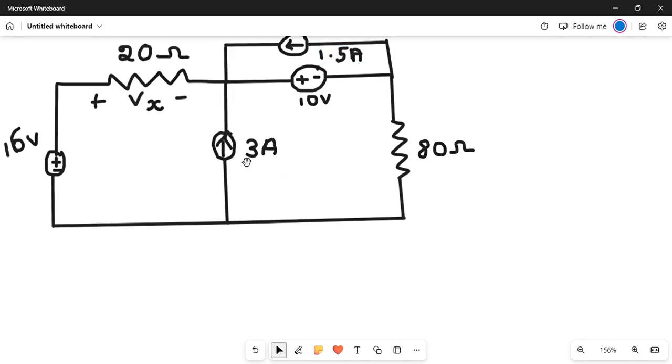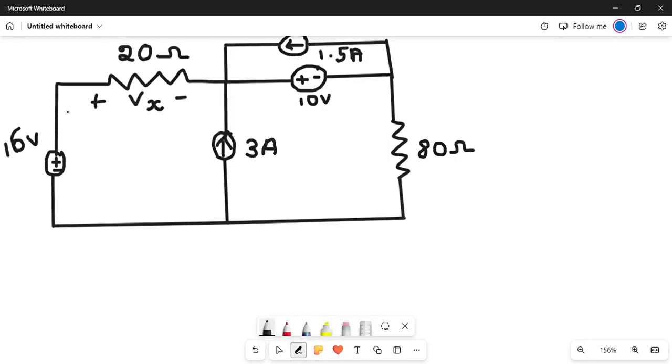So how many times do I have to do this? Four times. Why four times? Because I need to apply the superposition theorem four times. There are four sources, and I have to keep each source acting alone, and make all the other independent sources either open circuited or short circuited. Okay, so let me start with the 16 volt directly.